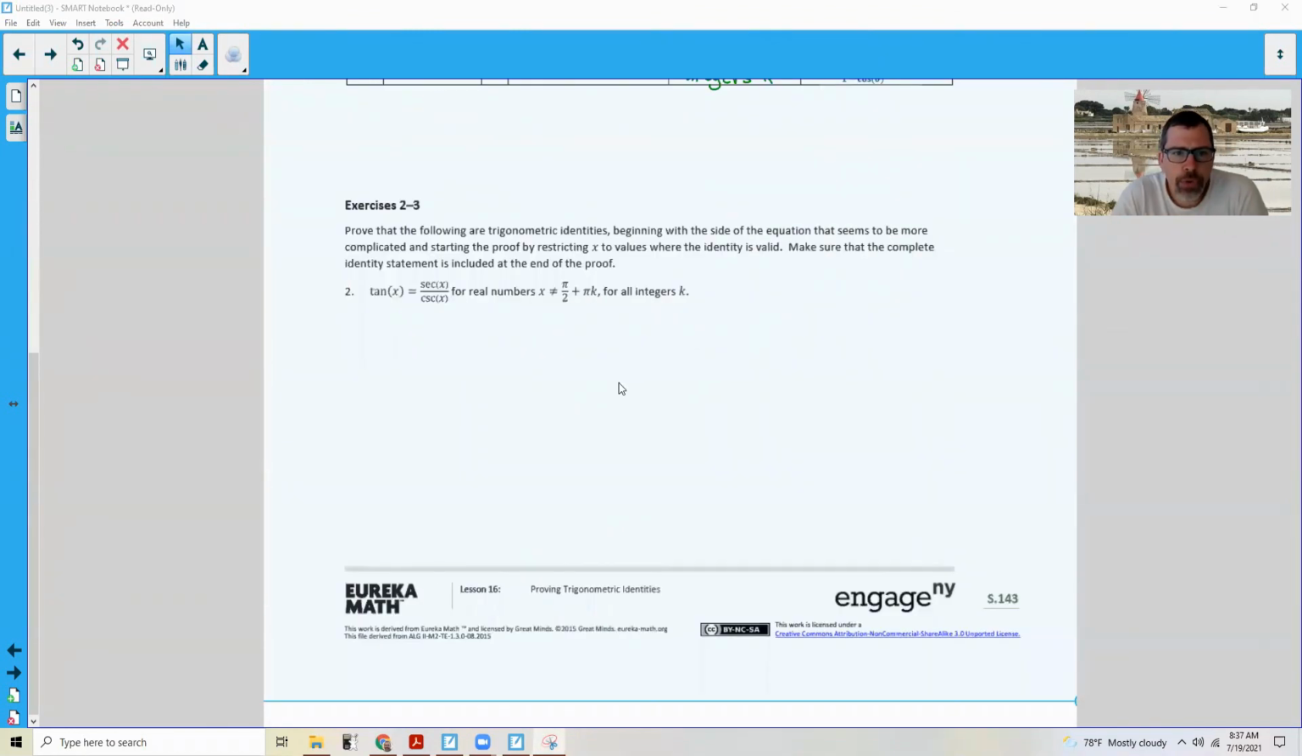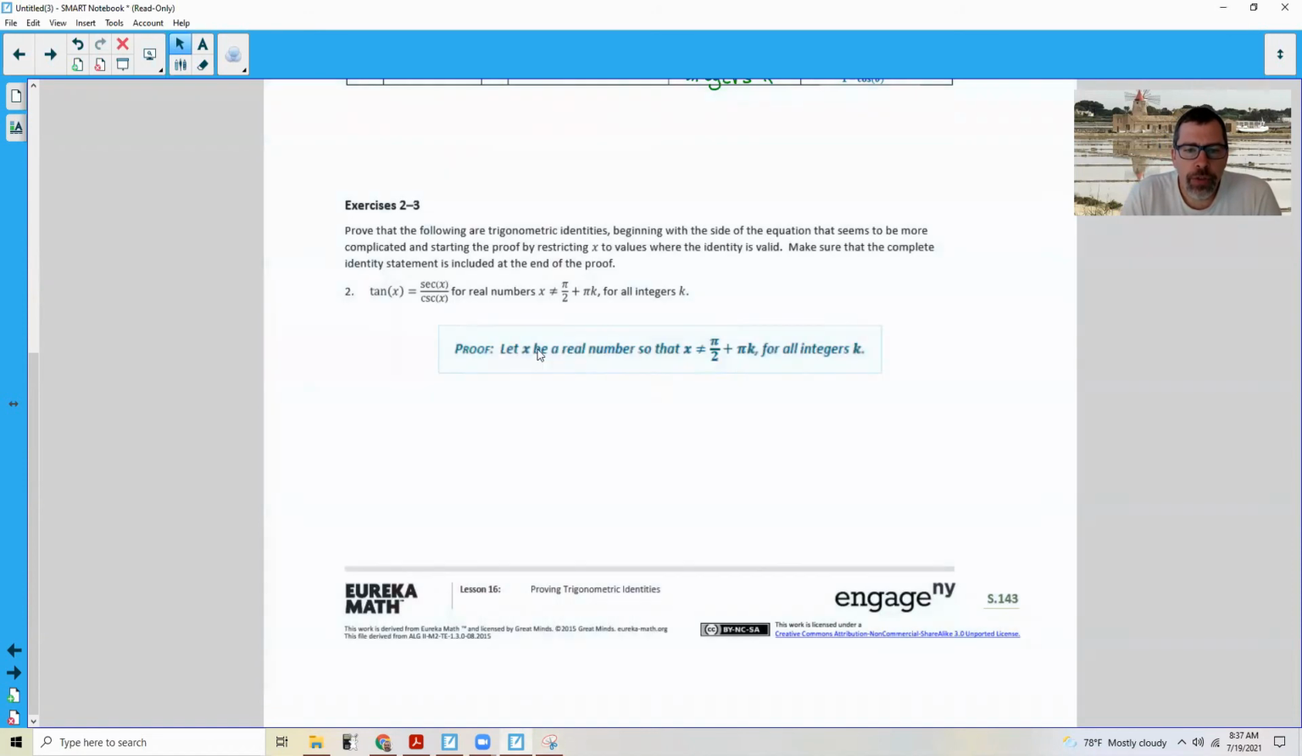Okay, exercises 2-3. Prove that the following are trigonometric identities, beginning with the side of the equation that seems to be more complicated and starting the proof by restricting x to values where the identity is valid. Make sure that the complete identity statement is included at the end of the proof.